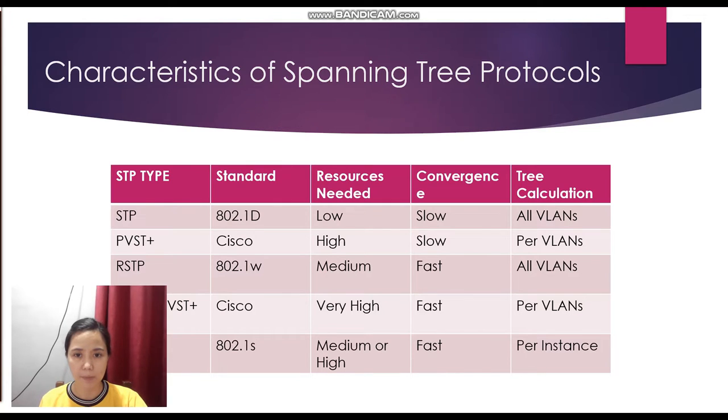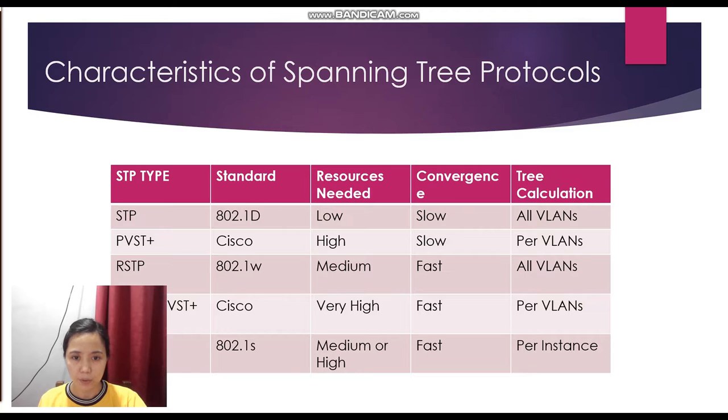So the characteristics of spanning tree protocols are the following. There are the STP type, the standard, the resources needed, the convergence, and tree calculations. For STP, the standard is 802.1D. The resources needed are low, convergence is slow, and tree calculation is all VLANs. PVST+, the standard is Cisco. The resources needed are high, the convergence is slow, and tree calculation is per VLAN.